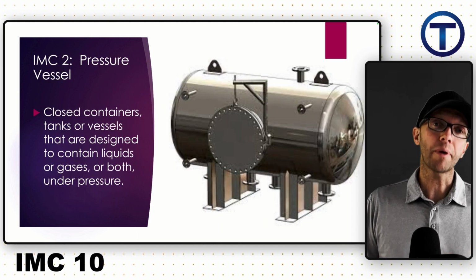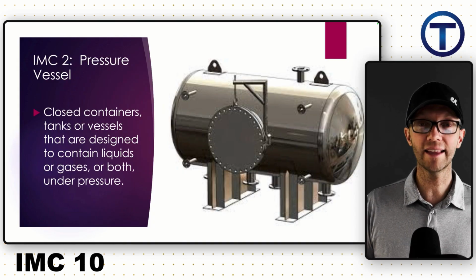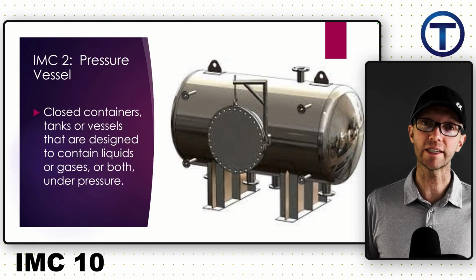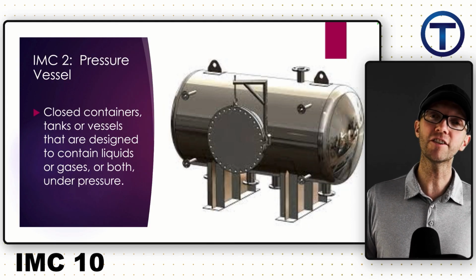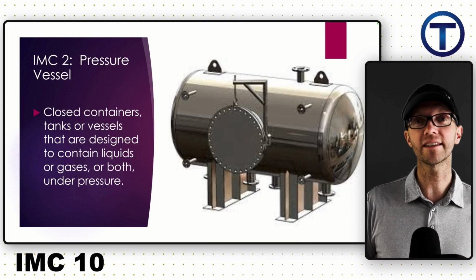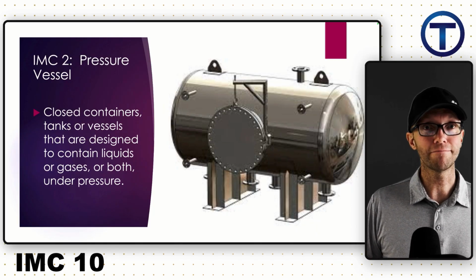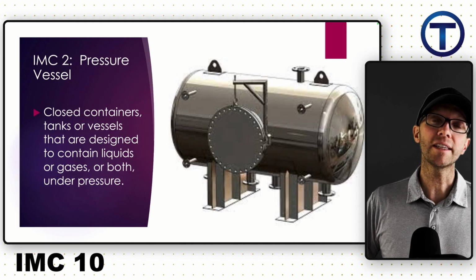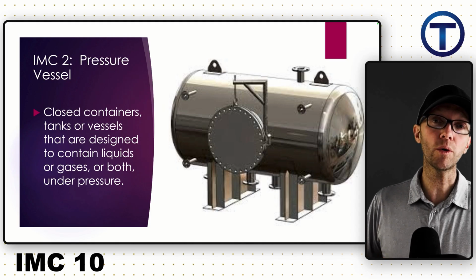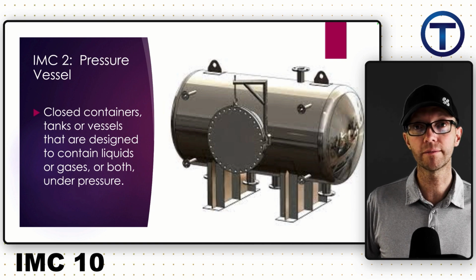Now, how does a pressure vessel differ from a water heater or a boiler? Let's look at the definitions. A pressure vessel is closed containers, tanks, or vessels that are designed to contain liquids or gases or both under pressure. That opens up a wide variety of possibilities here, right? But a lot of times these mechanical systems will have a holding tank in addition to the boiler so that there is a reserve of hot water. That's one example of a pressure tank.